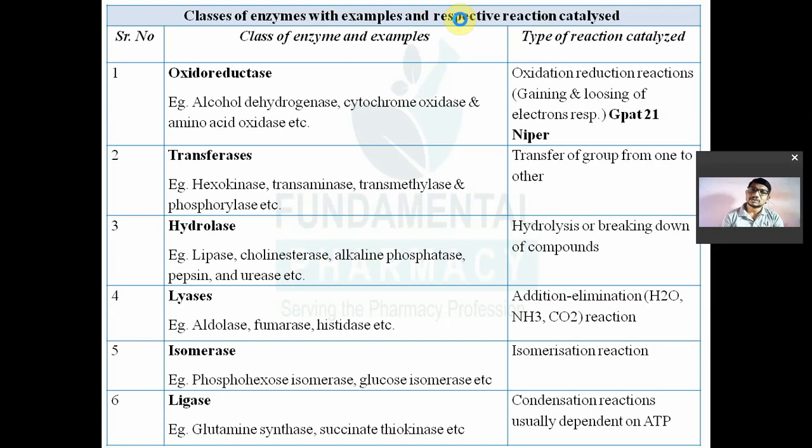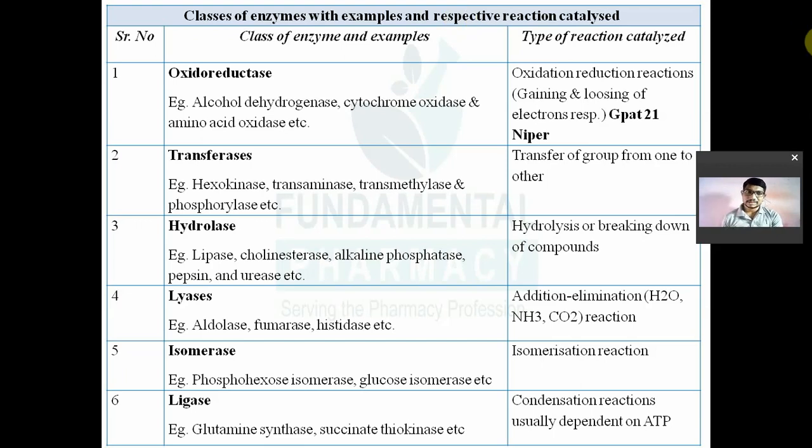Lipase will act on a lipid. Likewise, depending on the substrate they have given the name, and they are also given the name on the basis of discovery. So those are the trivial names, but those names will not give you more information about the mechanism of the enzyme, what kind of reaction is catalyzed. So that's why the International Union of Biochemistry has classified enzymes in these 6 categories.